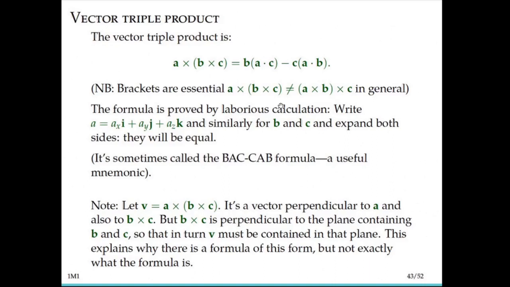That is, we can write V as a constant times B plus a constant times C. And that is what we have in the formula. The scalar multiplying B is the dot product of A with C, and then the scalar multiplied times C is negative the dot product of A with B. So that explains why we can write this triple product as a combination of B and C, but the exact form of the two scalars that are multiplied times B and C is not explained by this. You have to really go through the computation in order to see that.